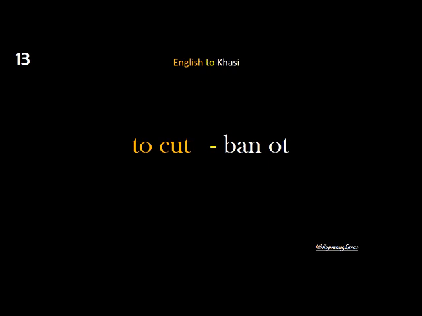Number 13. To cut: ban ot. You will see that in KHASI, most of the last letters that end in T or D or P, the consonant letters, we don't usually pronounce fully, but we pronounce in such a way that it ends just in between. It is very particular in KHASI. So here it will be ban ot. You can hear the little T sound: ot. Ban ot.